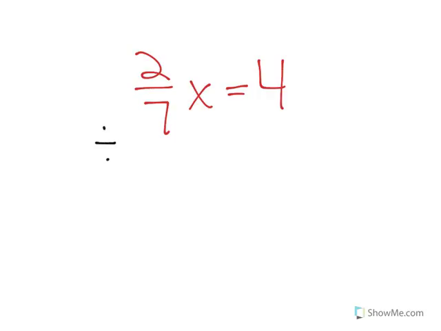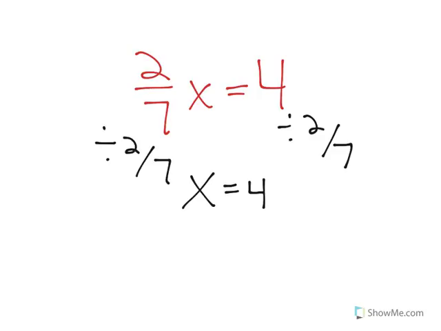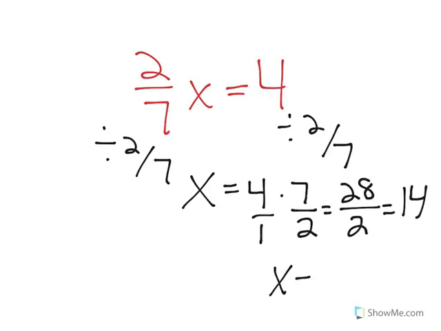So I'm going to divide both sides by 2/7. And when I do that, I'm left with 2/7 divided by 2/7 gives me 1 times x, so that just gives me 1x. And then I have 4 divided by 2/7, which is really 4 times 7 over 2. So I'm going to make this 4 over 1. 4 times 7 gives me 28, and 1 times 2 gives me 2. 28 divided by 2 is 14. X then equals 14 in this case.